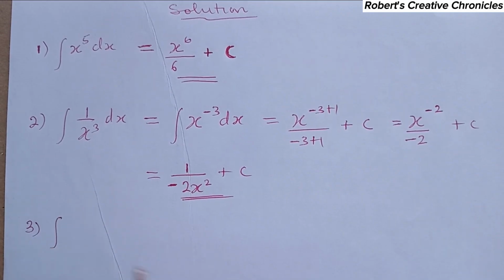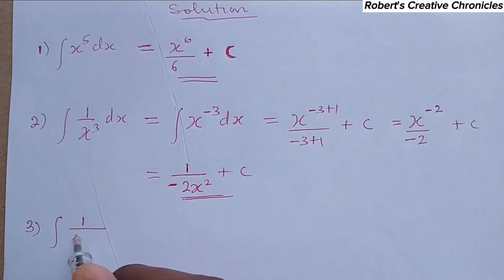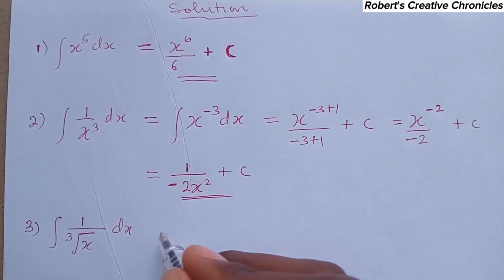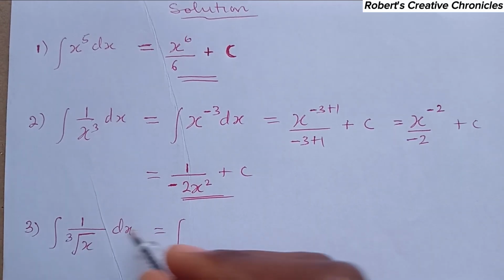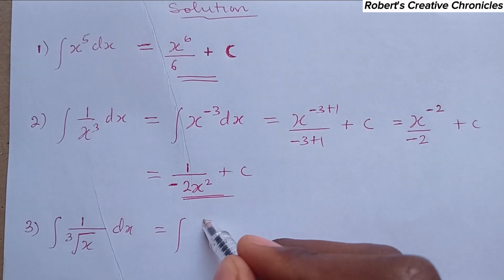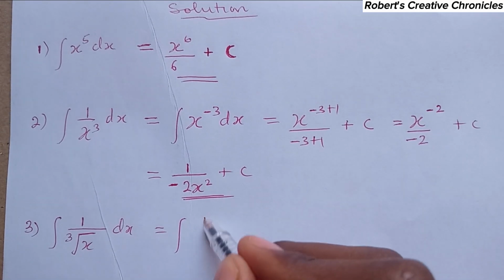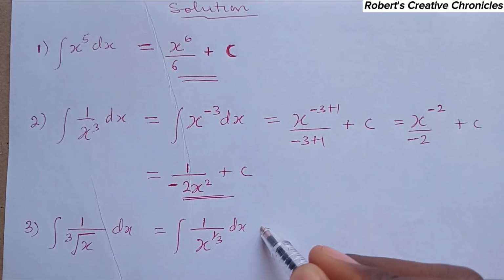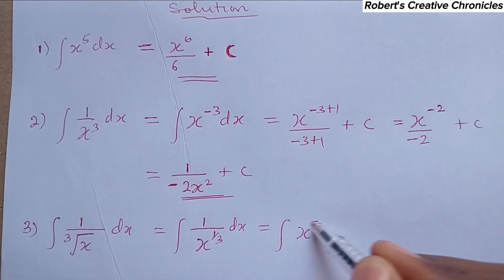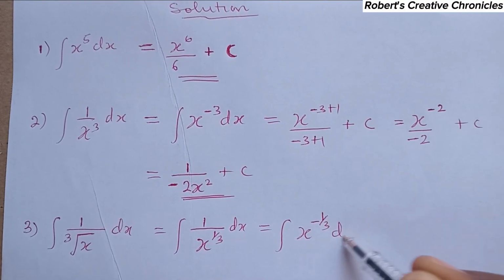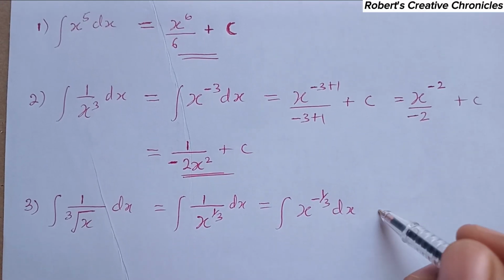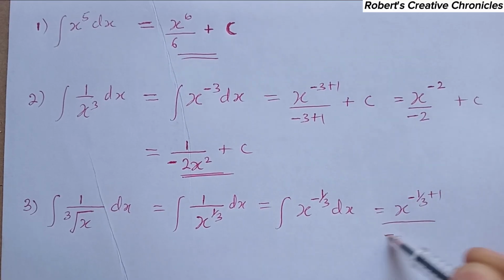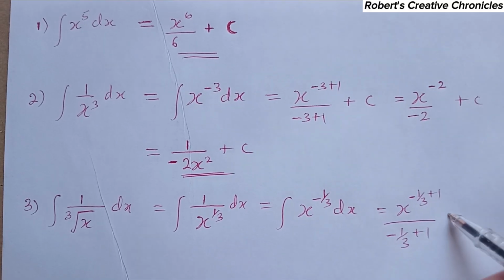the integral of what? 1 over the cube root of x dx. Now, this one we will also express in another form so that we can easily integrate it. So this becomes 1 over x raised to the power of 1 over 3 dx. Then it equals what? x raised to the power of negative 1 over 3 dx. So then, we add 1 to the power to integrate it: x to the negative 1 over 3 plus 1, over negative 1 over 3 plus 1, plus c.